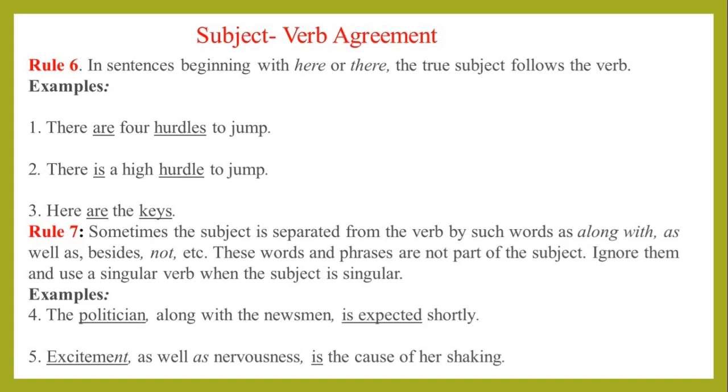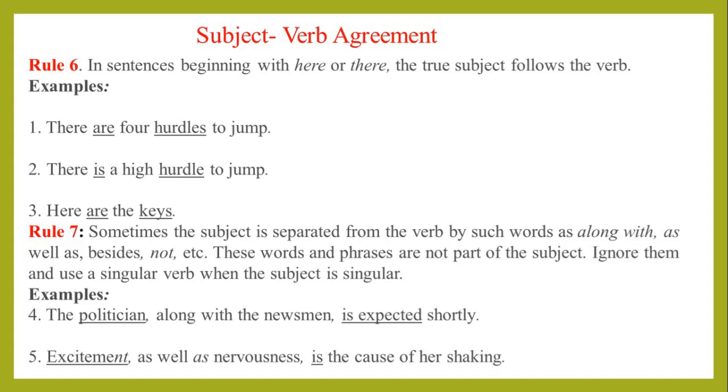Rule 7. Sometimes the subject is separated from the verb by such words as along with, as well as, beside, not, etc. These words and phrases are not part of the subject. Ignore them and use a singular verb when the subject is singular. Please observe example 4. The politician along with the newsman is expected shortly. Here the verb is singular, used according to the first subject, the politician, which is singular.